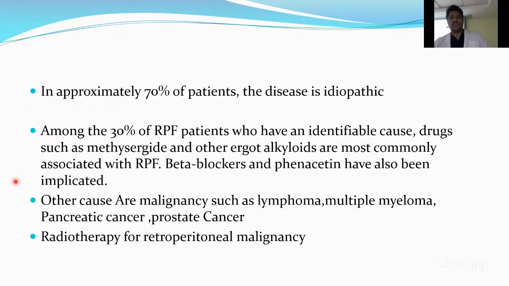In approximately 70% of patients, this is idiopathic. Among the 30% of patients with an identifiable cause, drugs like ergot alkaloids are most commonly associated. Other drugs are beta blockers and phenacetin. Other causes are malignancy such as lymphoma, multiple myeloma, pancreatic and prostate cancer, and radiotherapy used for retroperitoneal malignancy.